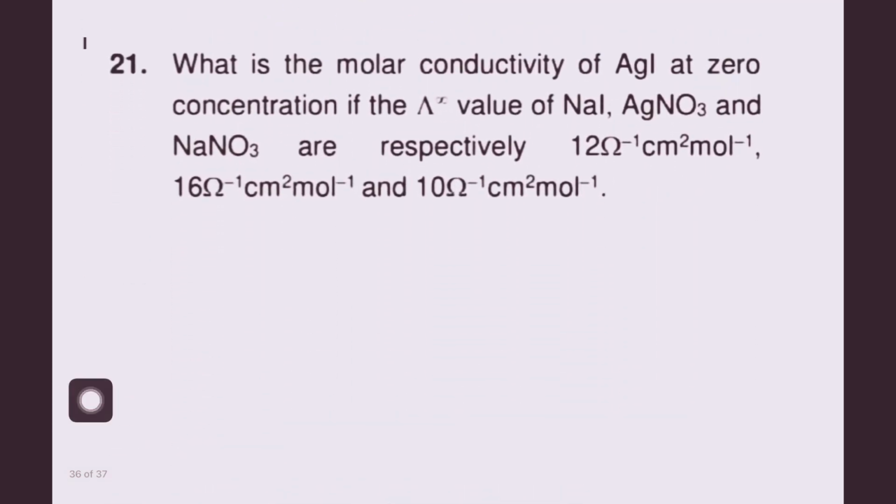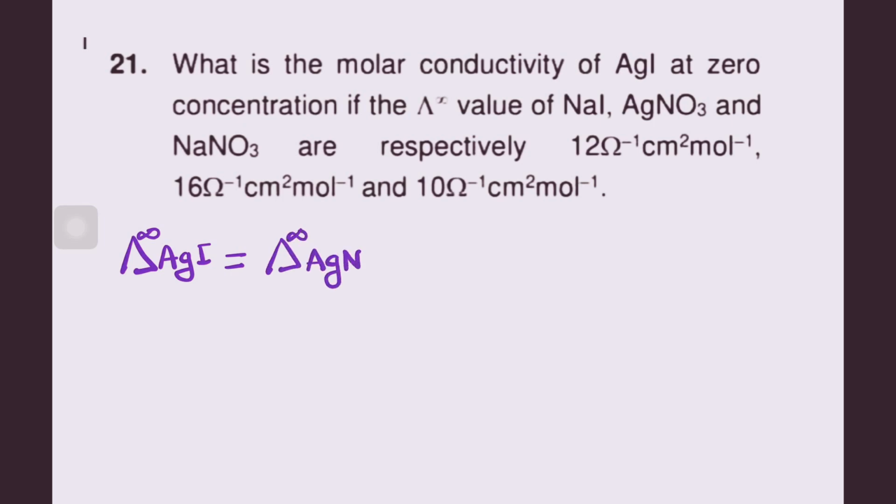Now the next question: what is the molar conductivity of AgI at 0 concentration, that is infinite dilution, if the values of NaI, AgNO3 and NaNO3 are given? So we have to simply use the Kohlrausch law. So we can just write limiting molar conductivity of AgI as limiting molar conductivity of AgNO3 plus limiting molar conductivity of NaI, minus limiting molar conductivity of NaNO3, sodium nitrate.